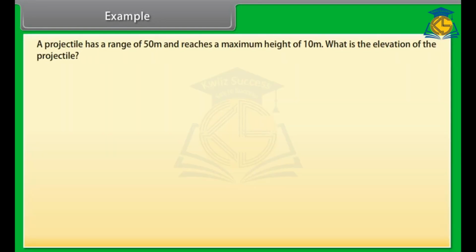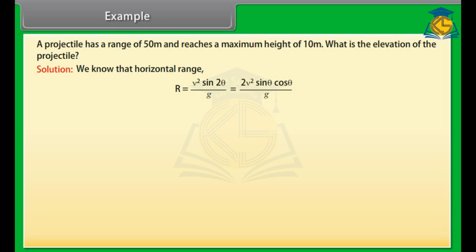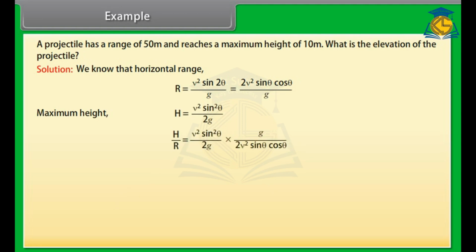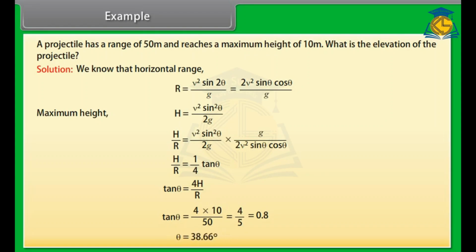Example. Let's take an example of projectile motion. A projectile has a range of 50 meters and reaches a maximum height of 10 meters. What is the elevation of the projectile? Let's see the solution. We know that horizontal range is equal to v² sin 2θ divided by g. We derive the relation between height and range: h/R = (1/4) tan θ. On calculating this equation, we get the value of θ equal to 38.66 degrees.